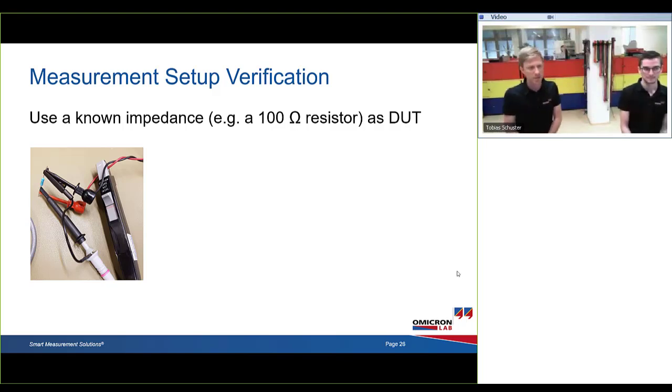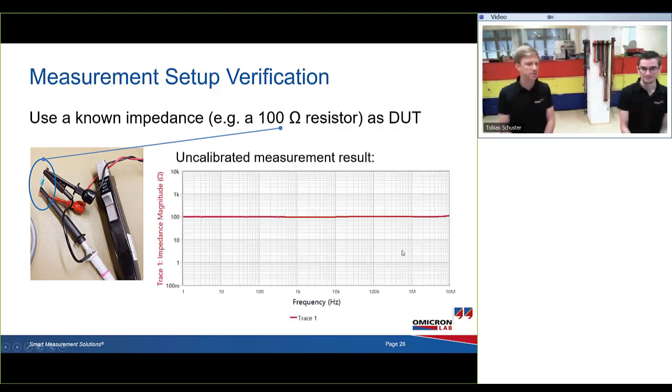You connect it instead of the DC-DC converter to the setup, and then you will see a positive 10 or 100 ohm resistance result, and that should be flat over the frequency range of interest, and then you know that the system or the setup is correct, that you didn't miscalibrate it, or that you probably even don't need a calibration.